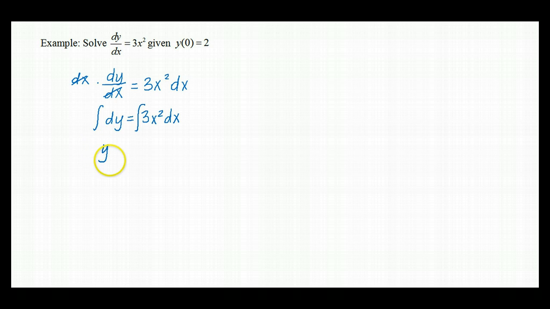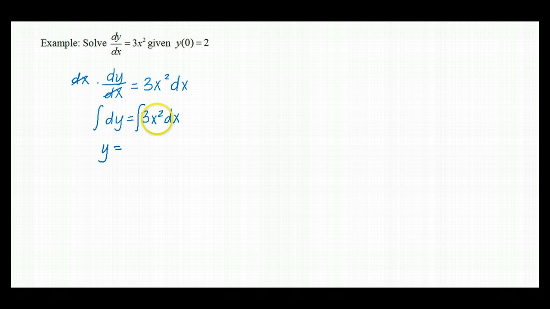And you might be thinking, why aren't you writing plus c? Because if I have a general antiderivative, I need to put a generic constant, but I'm only going to put a plus c on the right side, on the side with the variable x, or really on the side with the independent variable. So let's go ahead and take the antiderivative of the right side.